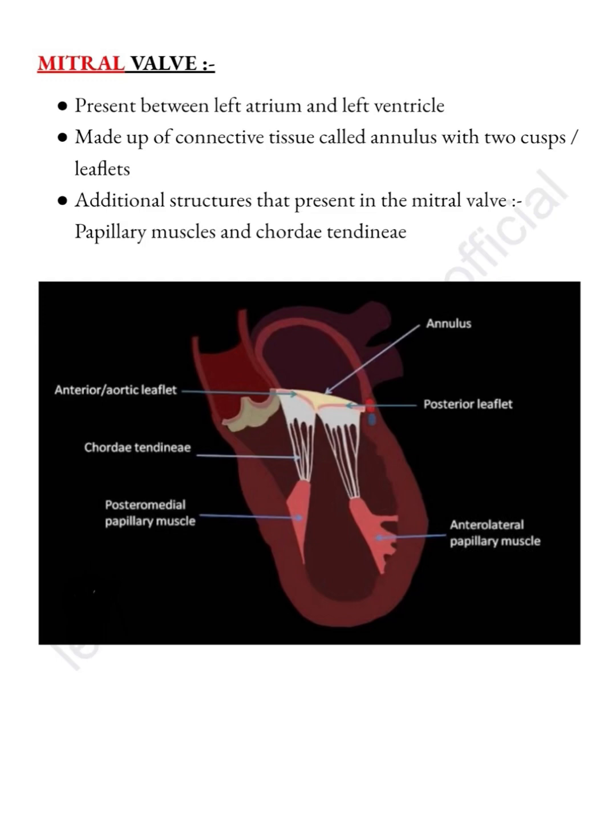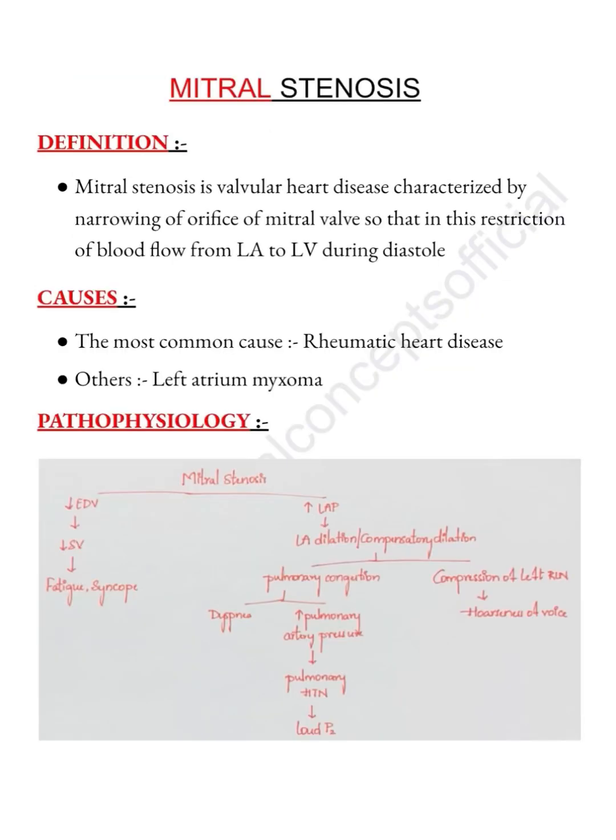Less than 4 centimeters square is called mitral stenosis. Less than 1 centimeter square is known as severe mitral stenosis. In the new edition, it is now given as less than 1.5 centimeters square. Now, coming to the definition, mitral stenosis is a valvular heart disease characterized by narrowing of the orifice of the mitral valve, so that there is restriction of blood flow from the left atrium to the left ventricle during diastole.